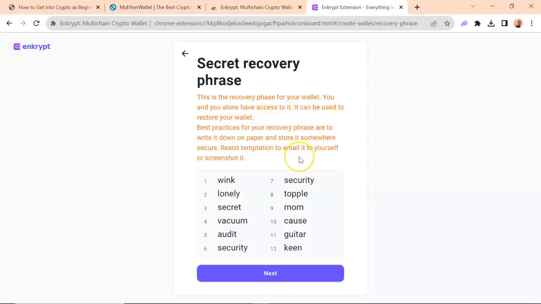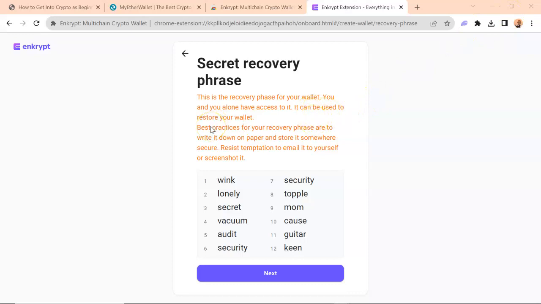You see that? A phrase has been generated. And it says this is the recovery phrase for your wallet. It is a phrase, not face; that's a mistake on that side. So you and you alone have access to it. Just mark this: you and you alone have access to it. It can be used to restore your wallet.